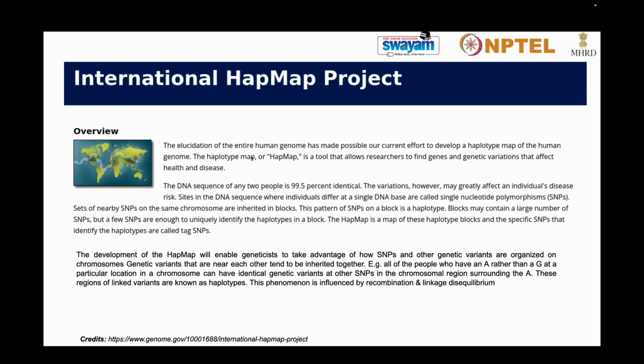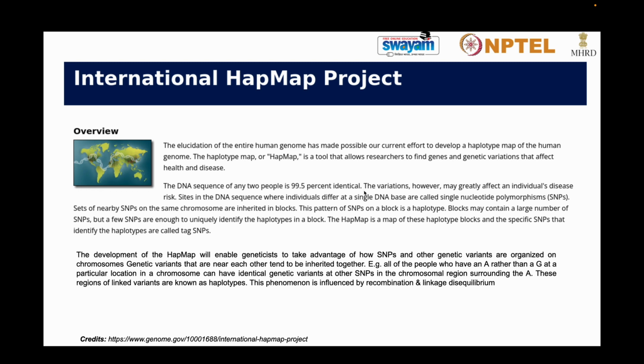Here they say that the elucidation of the human genome has made possible our current efforts to develop a haplotype map of the human genome. This haplotype map is referred to as HapMap, and it allows researchers to find the genes and genetic variations that affect health and disease. The DNA sequence of any two people is 99.5% identical.